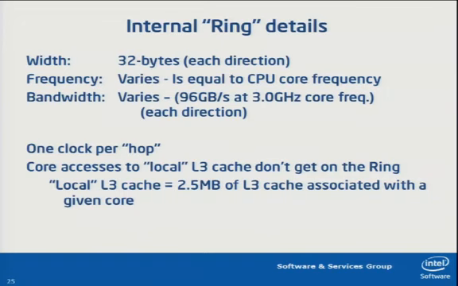The frequency is actually variable. It varies with the CPU core frequencies. And the bandwidth at 3 gigahertz core frequency is roughly 100 gigabytes, 96 gigabytes. It can transfer data from one point to the other. It takes one processor clock per hop.